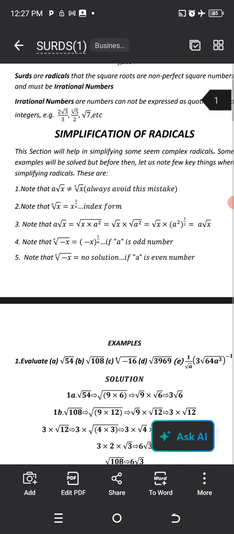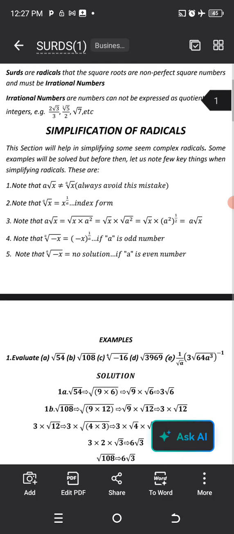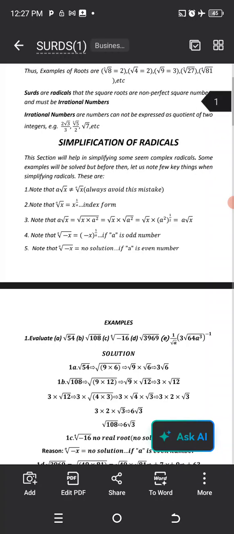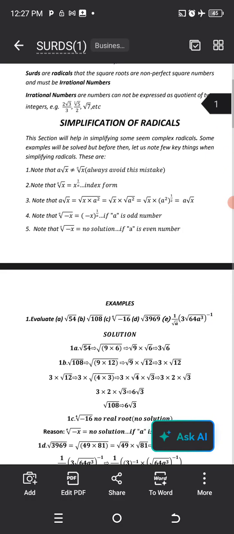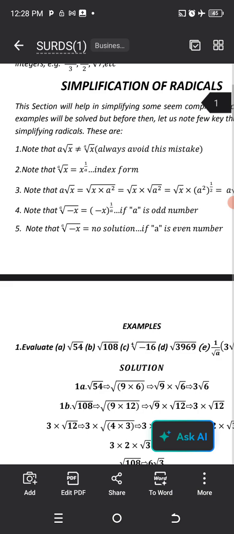So how can you simplify radicals? That is what we are talking about here. This session will help in simplifying some complex radicals. Some examples will be solved, and let us note a few key things when simplifying radicals, either surds or roots. The first thing is to know that the square root of x is not the a-th root of x. Most students commit this blunder, so you must take note of this.